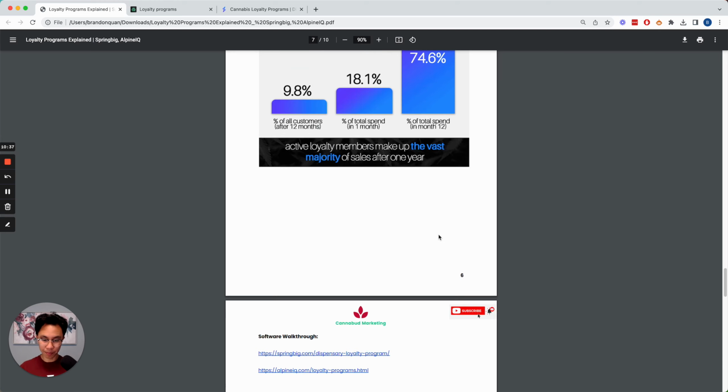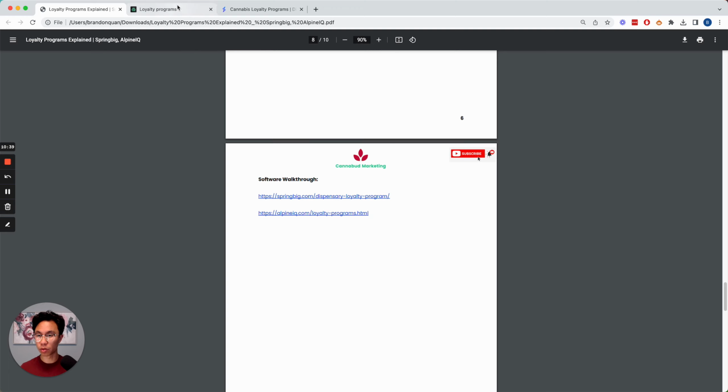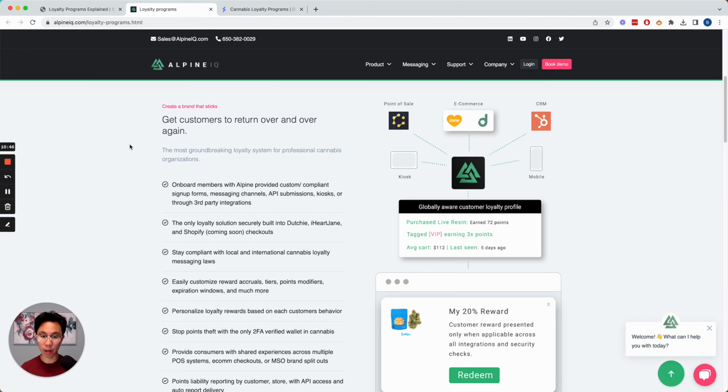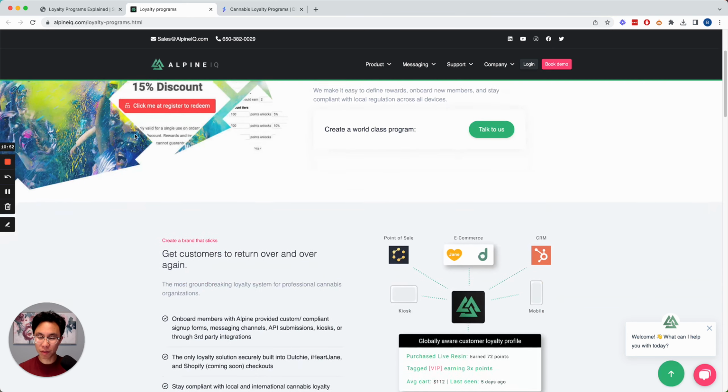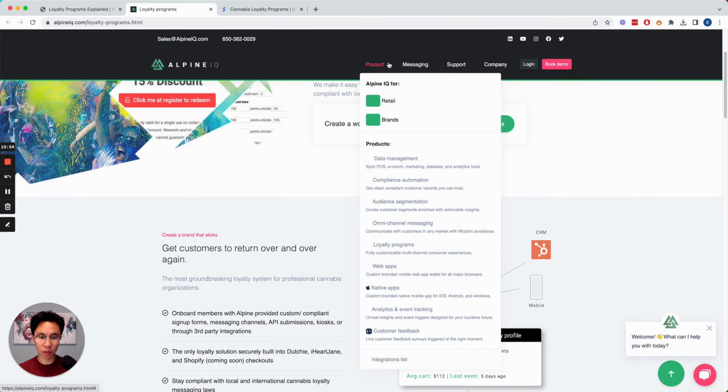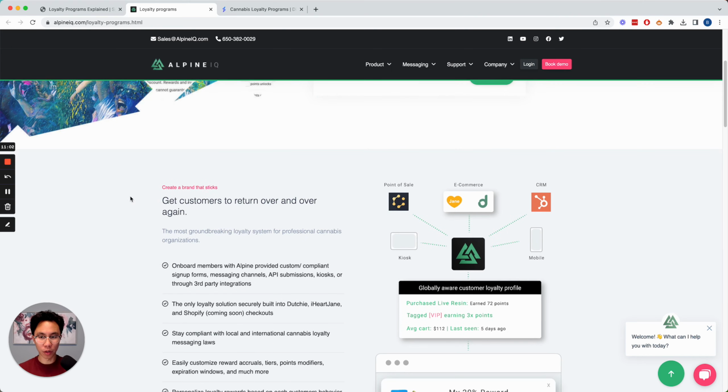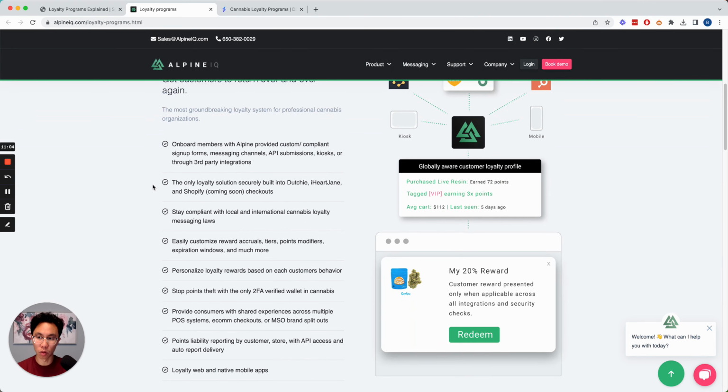Now, I'm just going to go through their websites very, very quickly. As you know, with websites, things can change at the drop of a hat, but I'm going to go through this, see if there's anything that catches my eye, just to let you know. The differences between these two: it looks like both of these companies do a lot. You can see here that they're web apps, native apps, analytics, and event tracking. They do a lot, right? Products, retail, and brand.